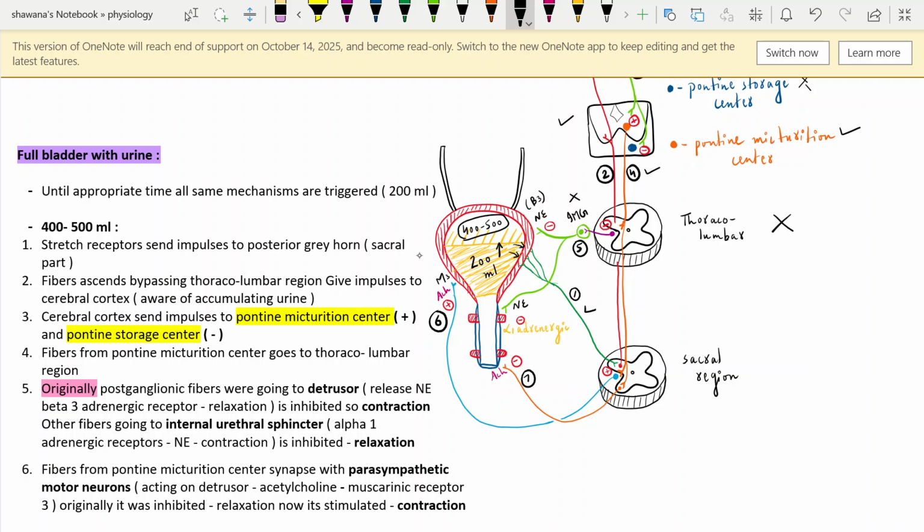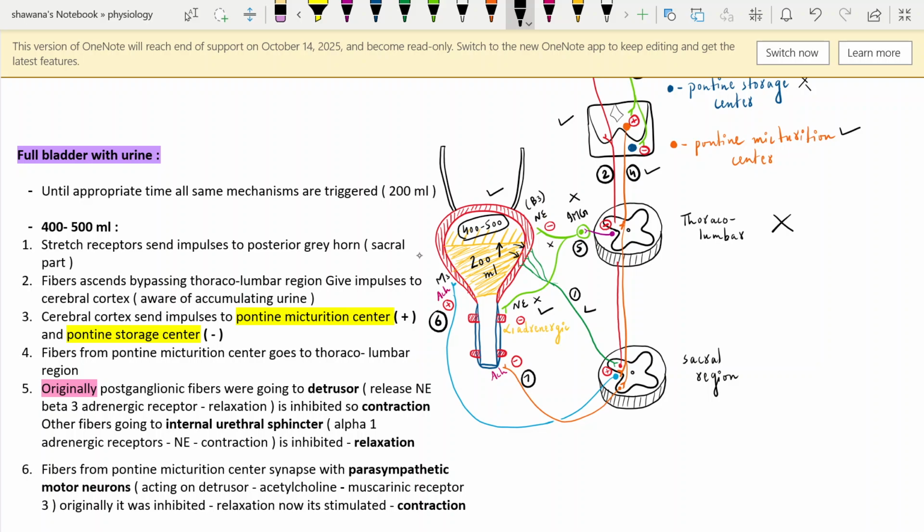So what is the process? Now the bladder starts to contract and the internal urethral sphincter starts to relax, and that's exactly what we need in accordance with the micturition, right?